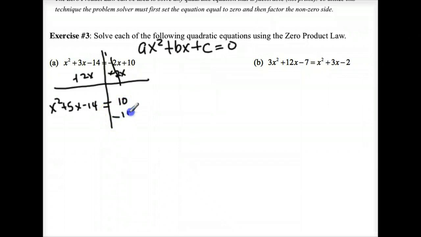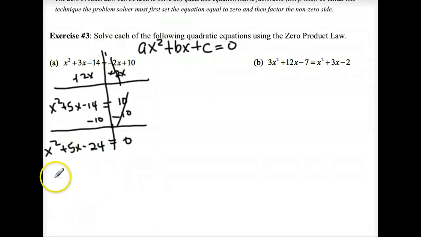Now I want to get rid of the 10, minus 10 on both sides. My 10s cancel, 0, which is what I'm looking for, looking better. This becomes x squared plus 5x minus 24. Perfect. Now that I have this, I want to say what's my A, what's my B, what's my C. My A is 1, my B is 5, and my C is negative 24.